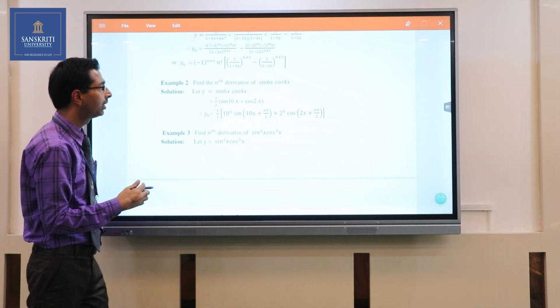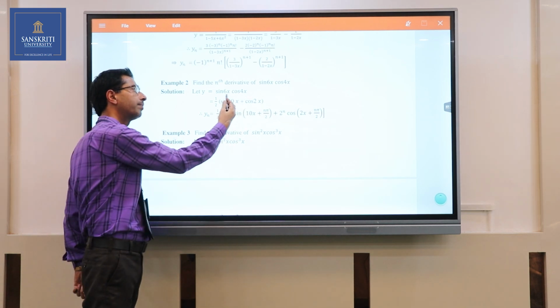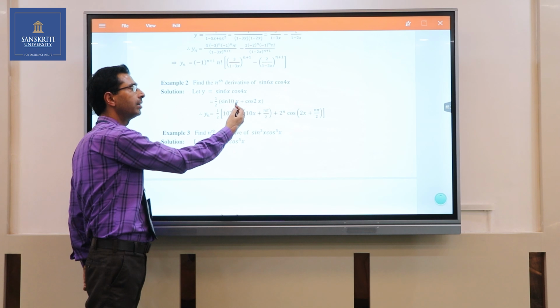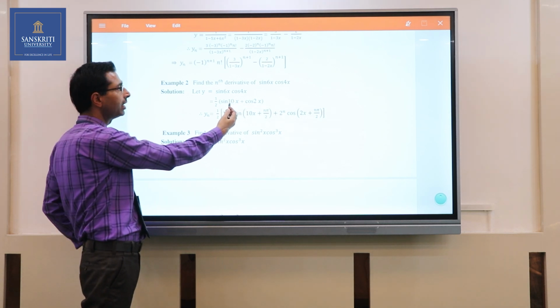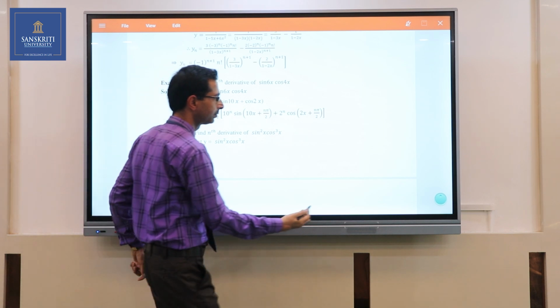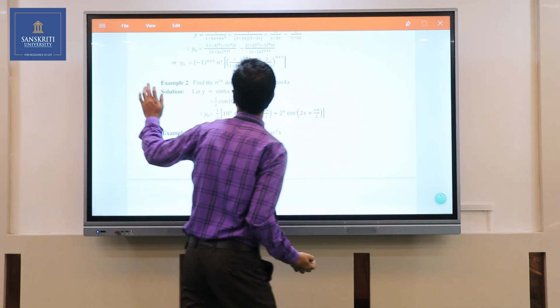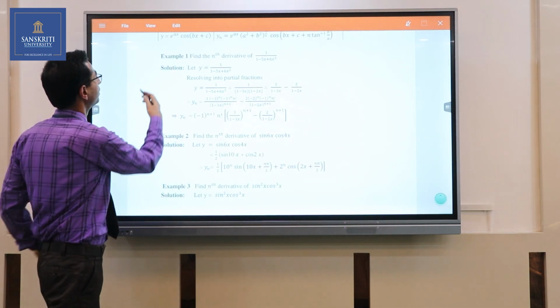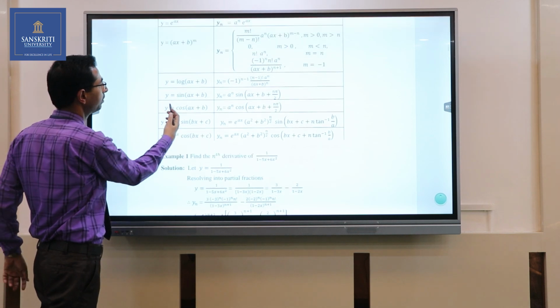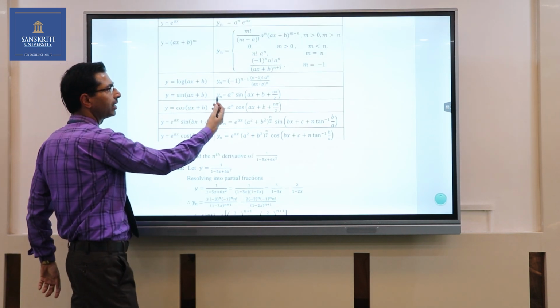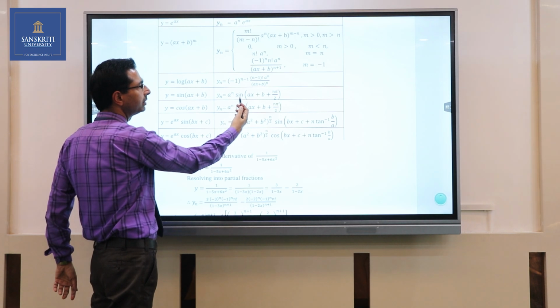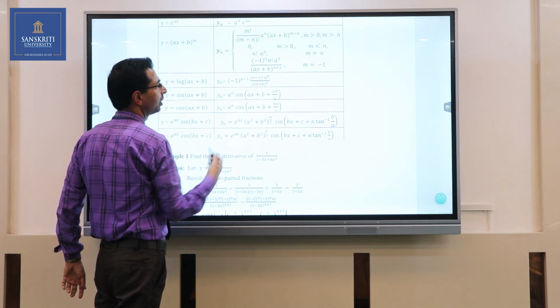And we find the nth derivative of the particular function sine ax plus b. What is the formula of sine ax plus b? Y is equal to sine ax plus b, and the nth derivative of sine ax plus b, y to the power n, is a to the power n sine ax plus b plus n pi by 2.